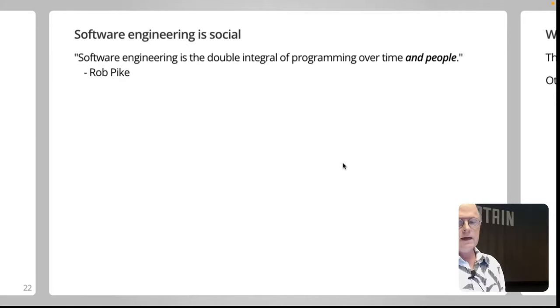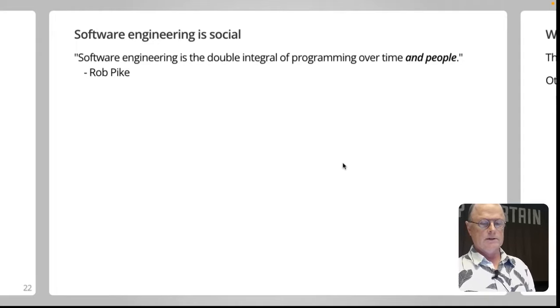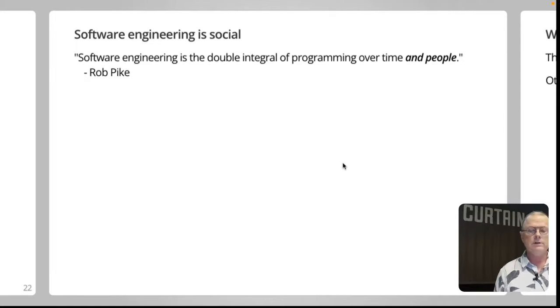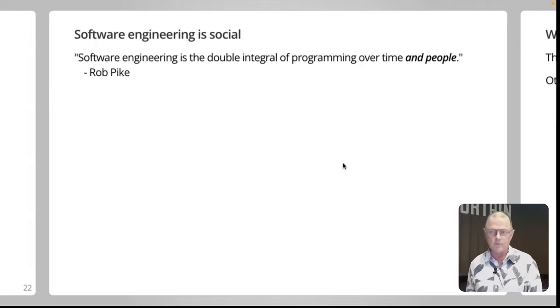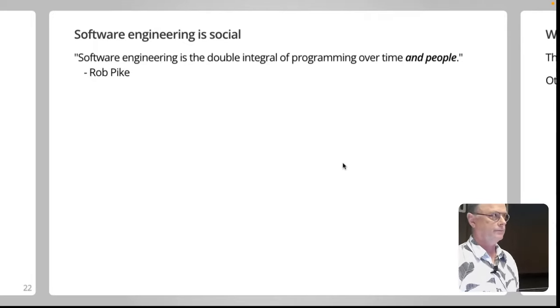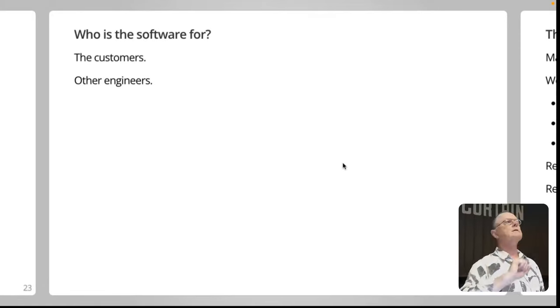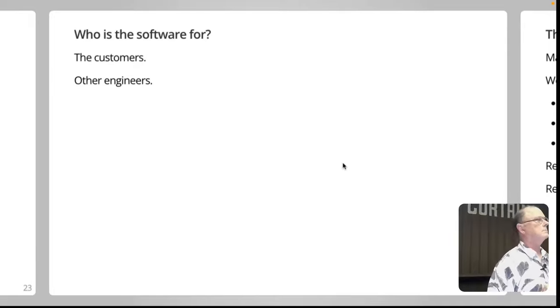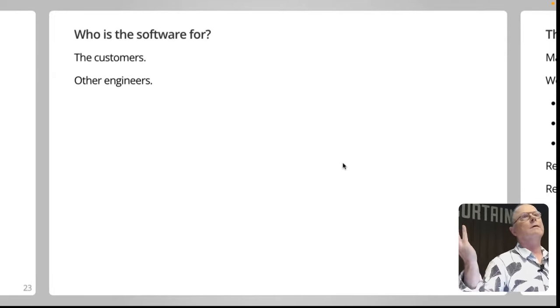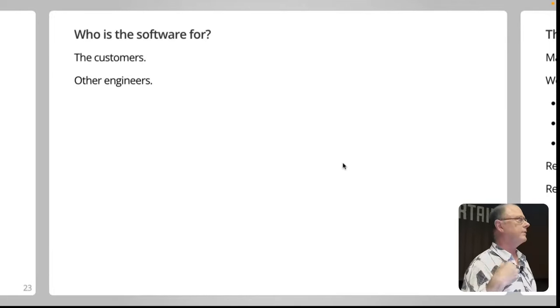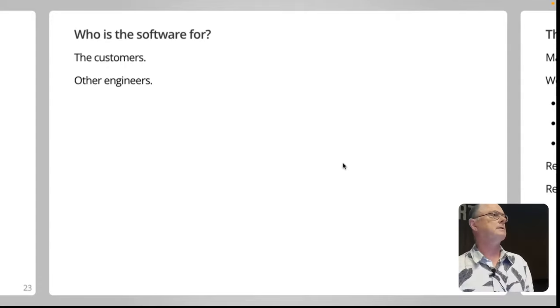And so I've taken Titus Winters' idea that software engineering is the integral of programmer time, and I've extended it. Software engineering is the double integral of programming over time and people. And what do I mean by that? Well, when you write a piece of software, who are you writing it for? You're probably writing it for your boss maybe, maybe for you personally if you're lucky enough to be in that position. But you're also writing it for the person who's going to use it, which may be you, it may be somebody you've never met, maybe somebody on the other side of the world, right? You're doing that, that's for sure.